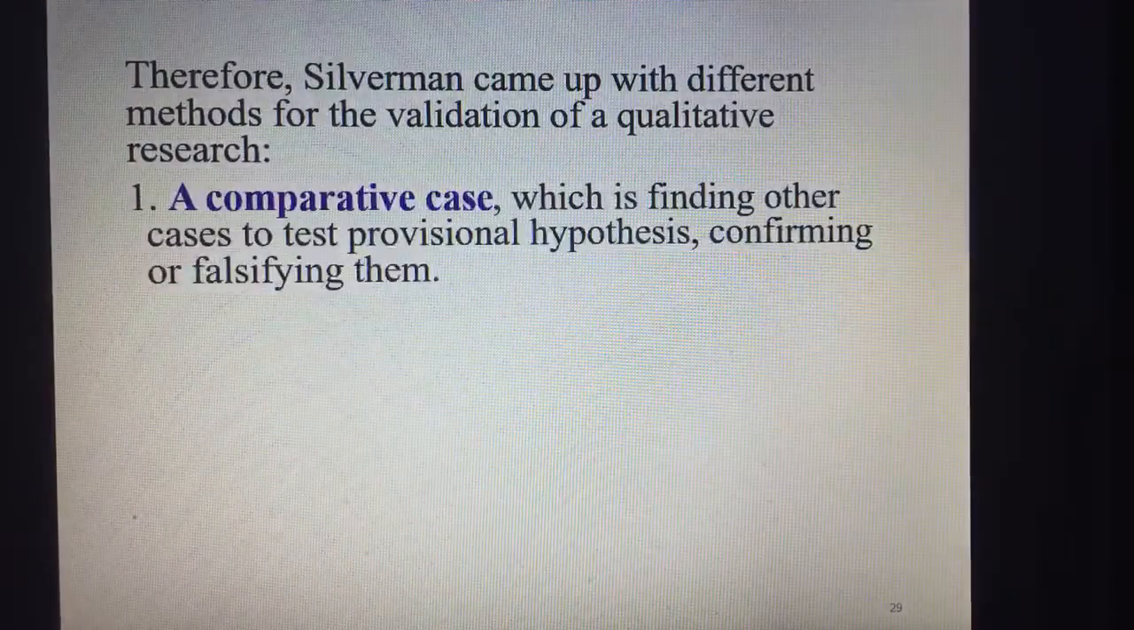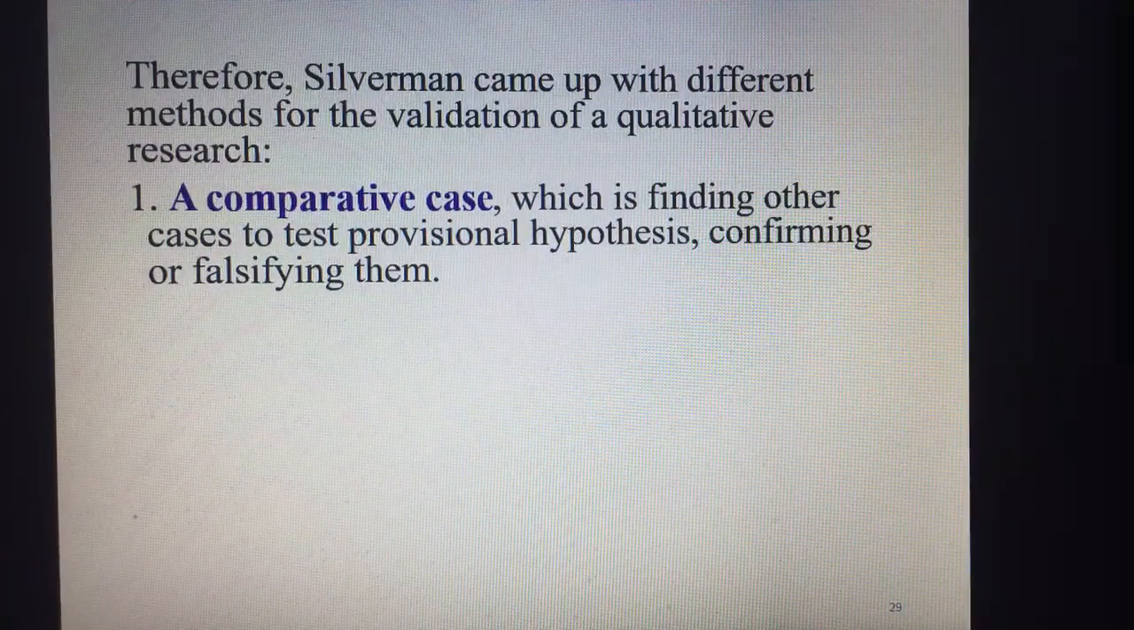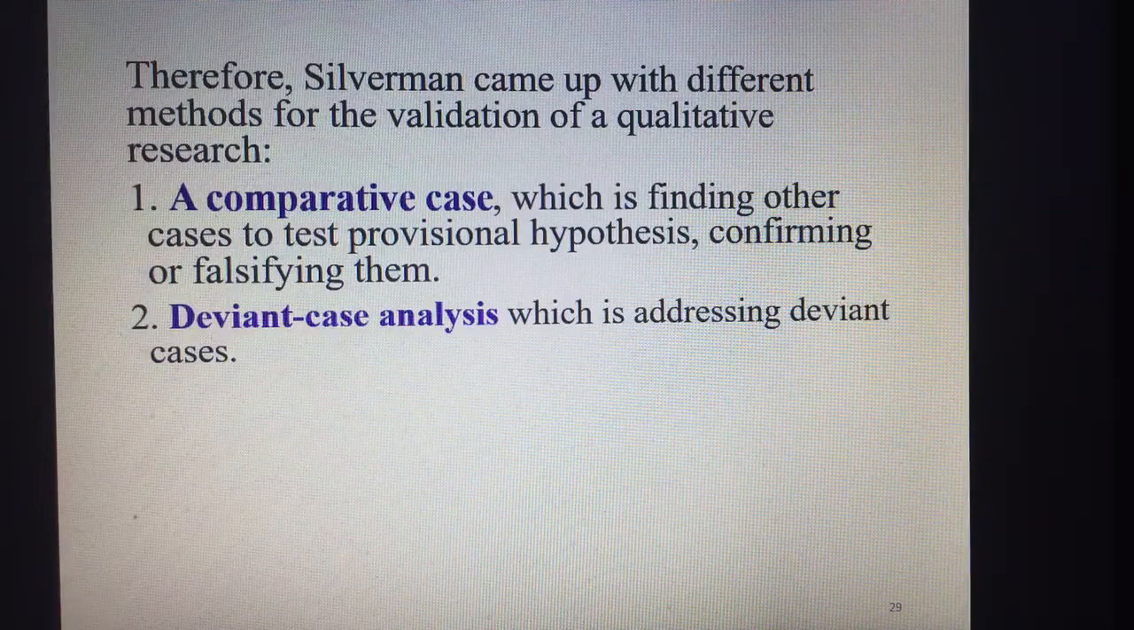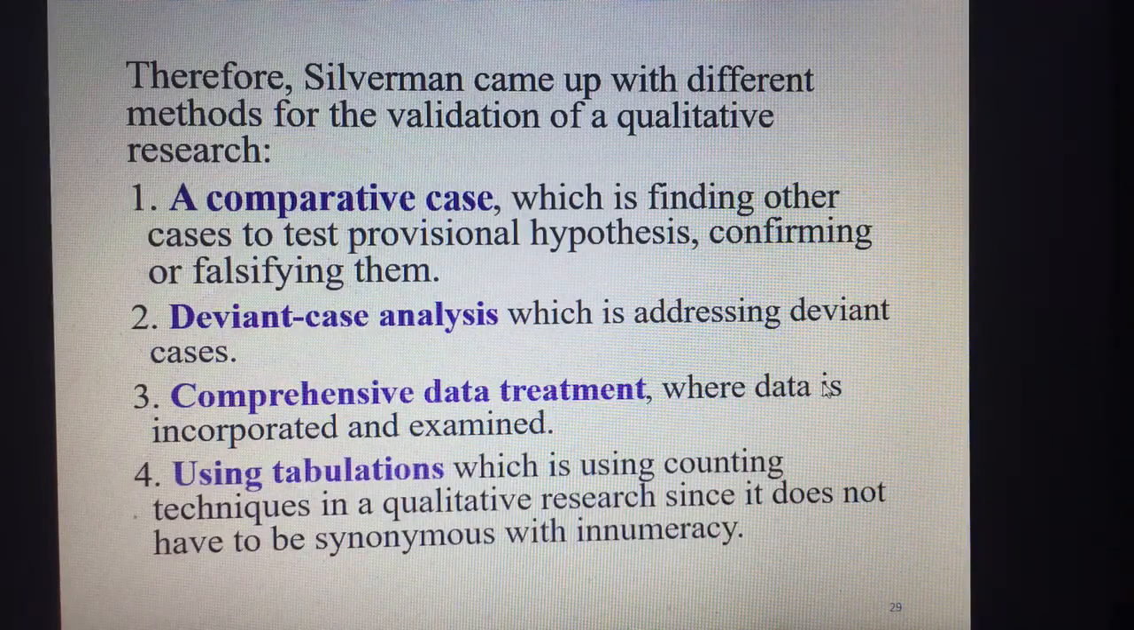Therefore, Silverman came up with different methods for the validity of qualitative research, and that is by comparative case, which is finding other cases to test provisional hypotheses, confirming or falsifying them. There's deviant case analysis, of course, which is addressing deviant cases, or comprehensive data treatment, where data are incorporated and examined. And then finally, using tabulations, which means that you are using counting techniques in qualitative research, since it does not have to be synonymous with numeracy.